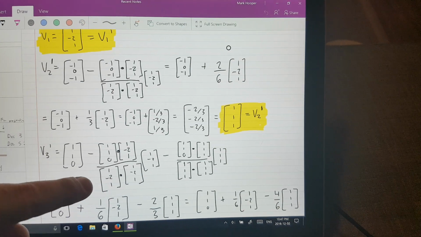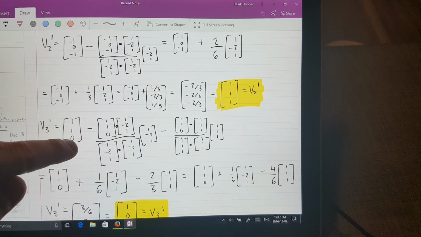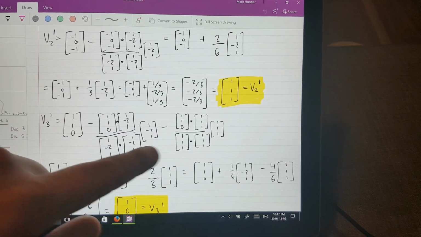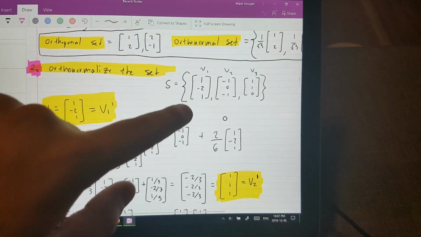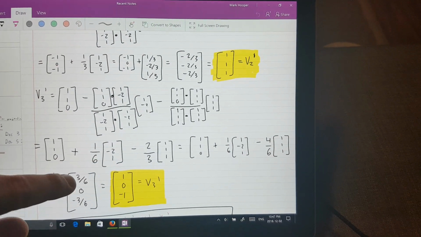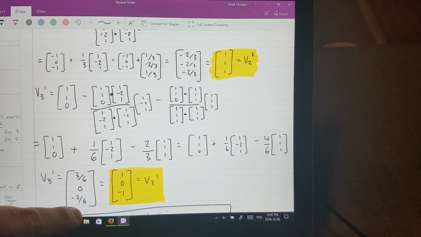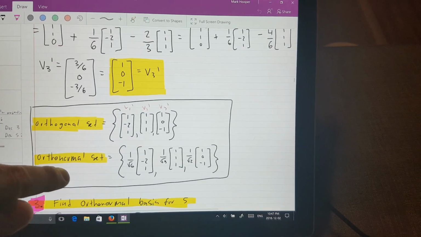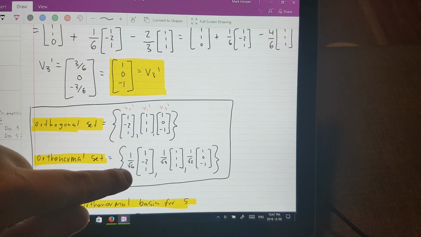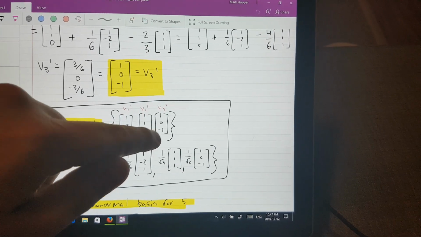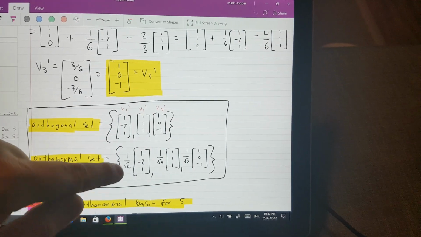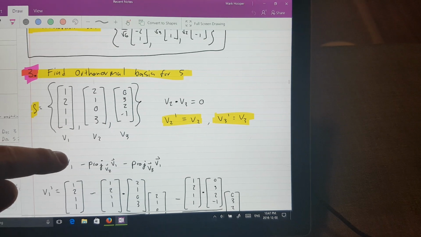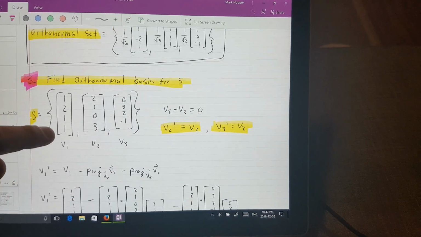So that's v2 prime. Now, v3 prime is going to be v3 minus the projection of v3 onto v2 prime, and v3 onto v1 prime, or v1 in this case. So that's going to be this guy. You get that. You can rewrite it like this. So those will form your orthogonal set, and again the orthonormal set is going to be you divide by the magnitude of each vector individually, and then that'll form your orthonormal set. And find the orthonormal basis for S. So S is this subspace here.